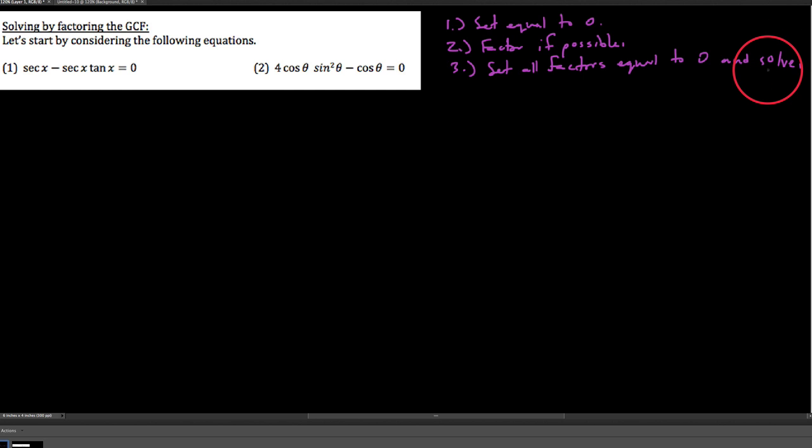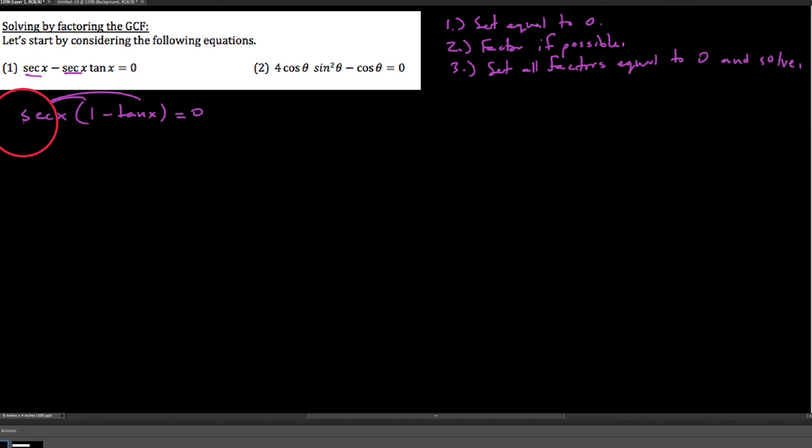It's the same method we use when solving algebraic equations like these here, except these have trigonometric functions in them. Looking at number one, we have secant x minus secant x tangent x equal to 0. I notice that these two terms have in common a secant of x. So we would factor out secant of x in front, and put a 1 here as a placeholder, so that if we were to redistribute, we could multiply secant x times 1 to regain our secant x. We get secant x times, in parentheses, 1 minus the tangent of x, equal to 0.